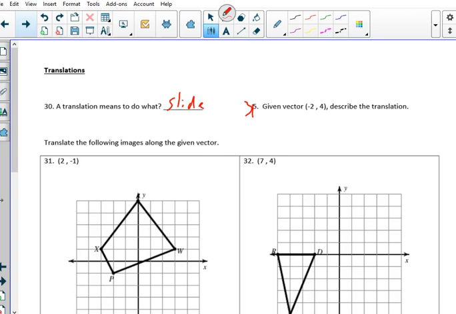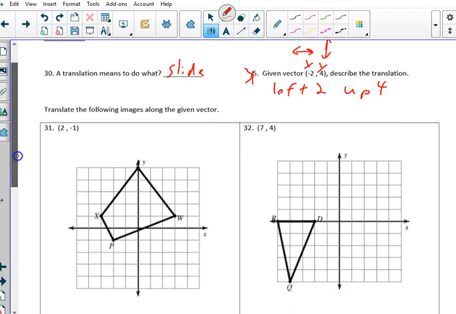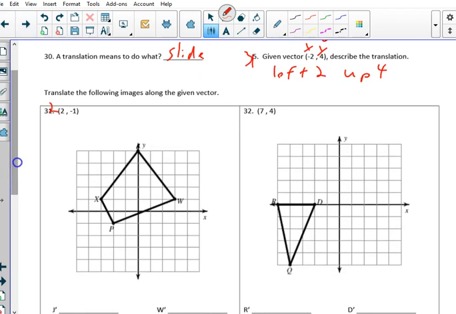So, given a vector of -2, 4, remember, this is your x, this is your y. This is your left and right. This is your up and down. So this means to go left 2 and up 4. Negative means left or down, and positive means up or right. Okay, that makes this 32 and this 33 on your answer key, sorry.